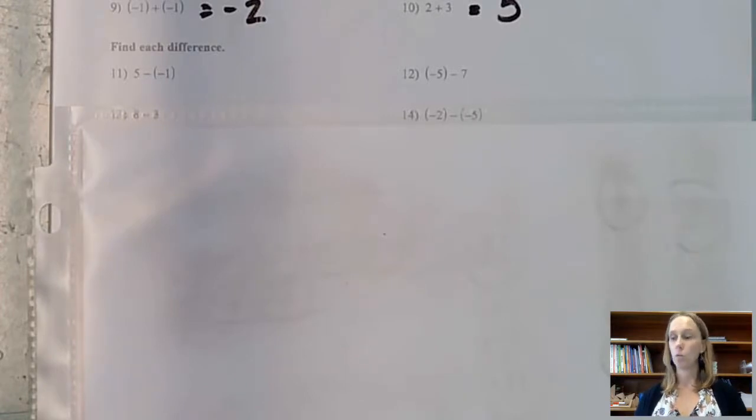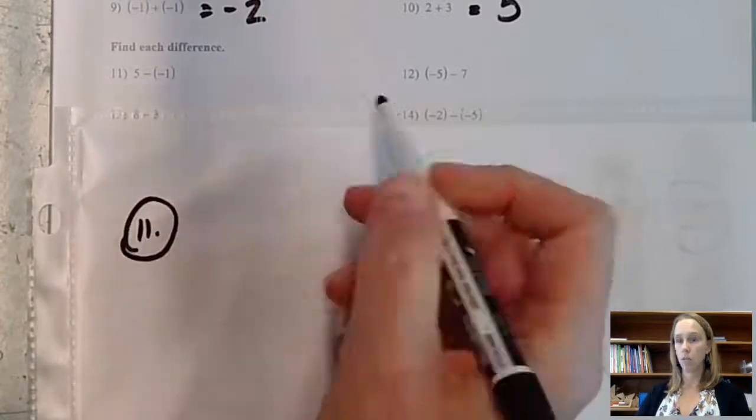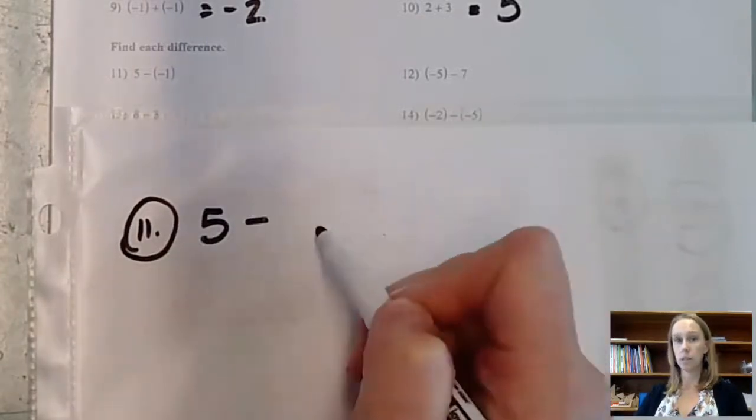And one of the things that you might have learned in your videos or that we talked about in class is that when you are subtracting integers, it is best to rewrite it as an addition problem or adding the opposite. So for this video, I'm going to start with number 11. And we have positive 5 minus negative 1.